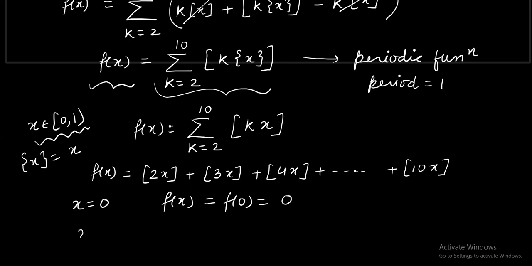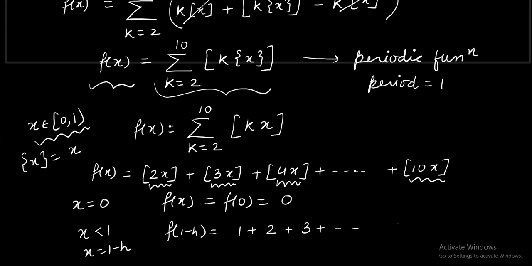Now I cannot keep x equals to 1. So just keeping x equals to 1 minus h. When you keep x equals to 1 minus h, we know that 2 times 1 minus h will be slightly less than 2, 3 times 1 minus h is slightly less than 3, slightly less than 4, and slightly less than 10. That is, f of 1 minus h will take the value: slightly less than 2 means integral part 2, slightly less than 3 means integral part 2, slightly less than 4 means integral part 3. Keep on writing till 9. That means it will become 45.